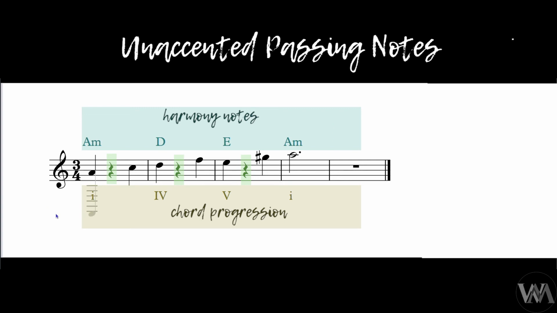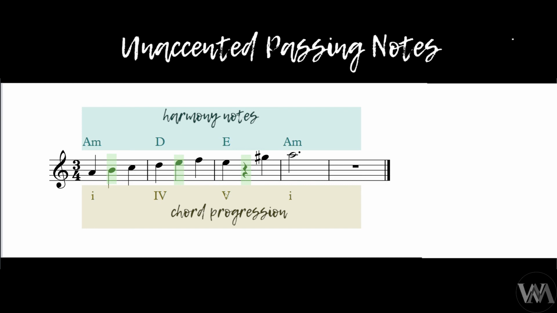So we're going to start there by going, this is A, moves to C, so we can add the unaccented passing note B, connecting A with C. In the second bar here we have D, and we are now subdominant, so we know that it's going to be D, the strong one, followed by F sharp. So here we can add the unaccented passing note E, connecting D with F.